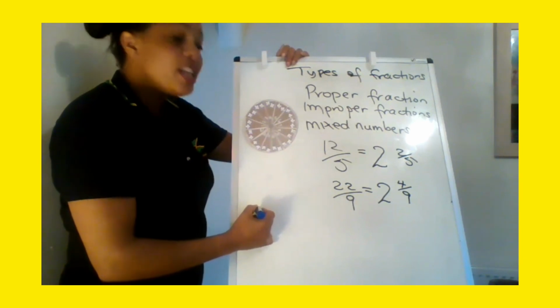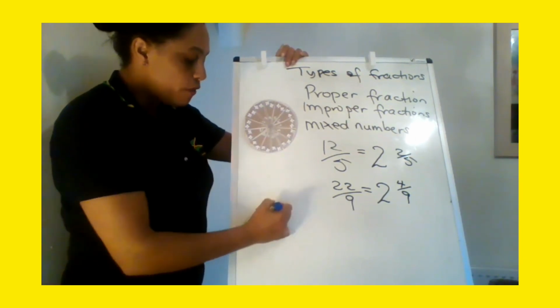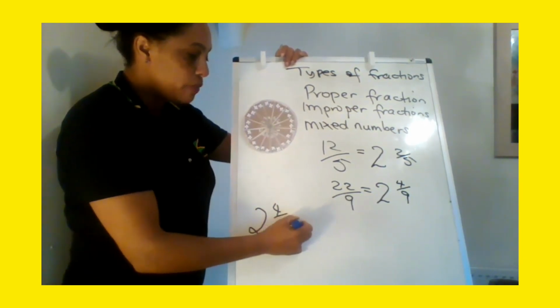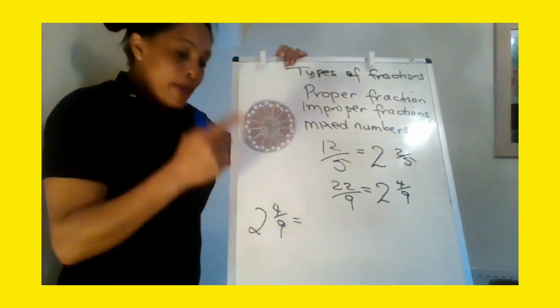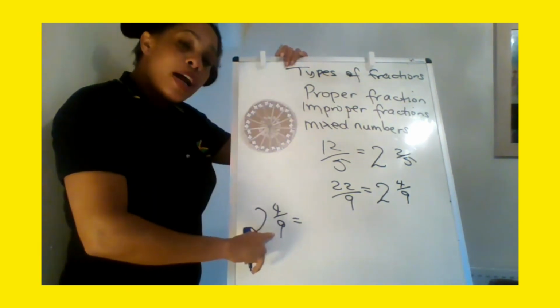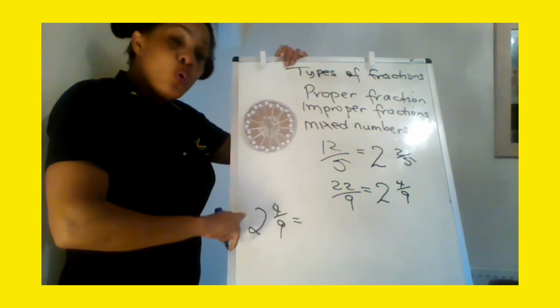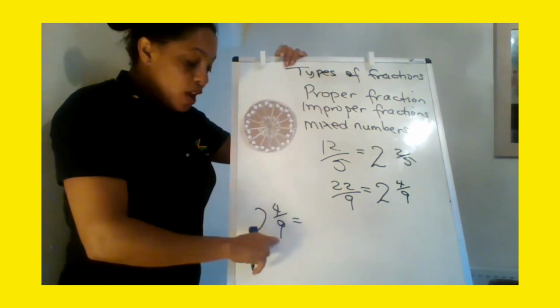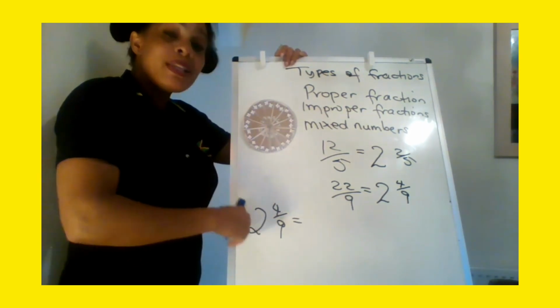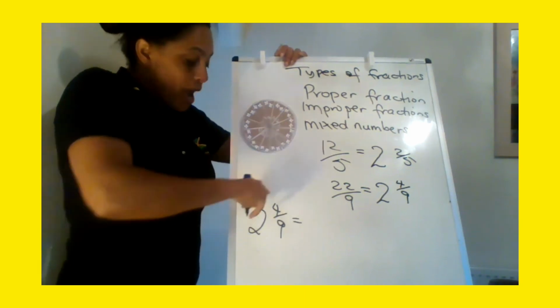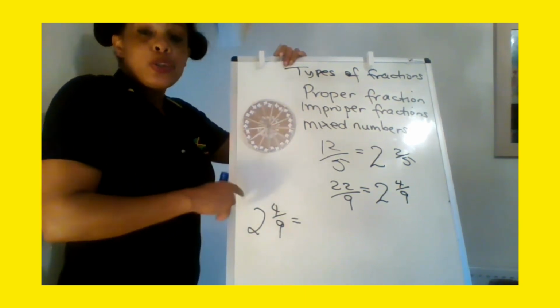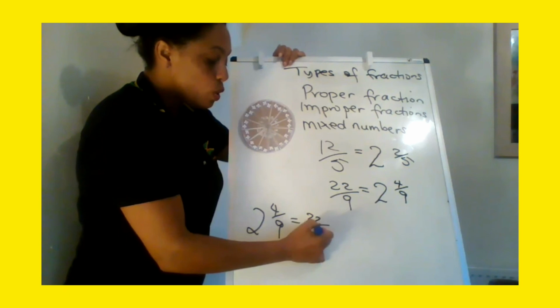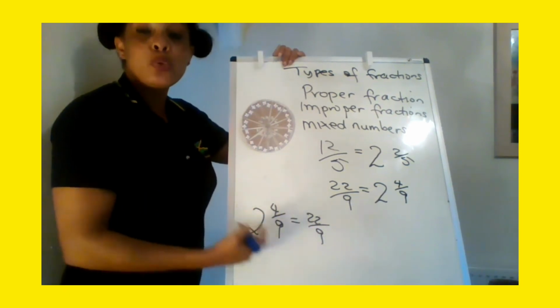We can also change a mixed number to an improper fraction. So if I look back at that 2 and 4 over 9, it means that 1 cake is cut up into 9 parts, and I have 2 sets of 9. So 9 times 2 is 18, so that's 18 pieces. But I still have 4 pieces over there. So 18 plus 4 is 22 out of 9, or 22 9s.